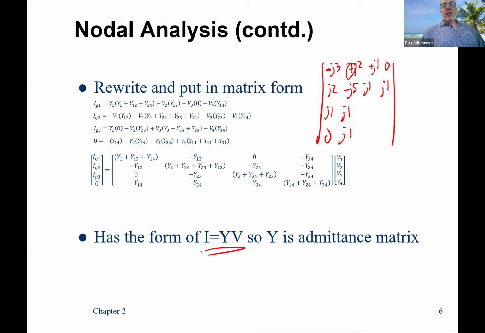So this is our form. This is Ohm's law. I equals V times Y, or Y times V if you're being really strict with your matrices. That's V equals IR, isn't it? Because Y is equal to 1 over R. So I equals V divided by R is essentially what that means. It's just the application of Ohm's law in matrix form.